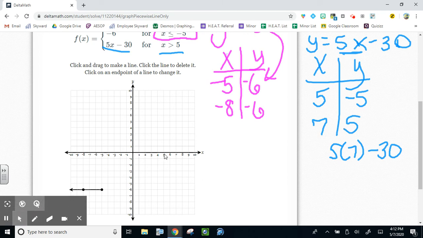So I'm going to plot those 2 points again. I have 5, negative 5, and then 7, and this is a pretty steep graph, 7, positive 5. Now this x greater than 5 does not have a line on it, so I need to make an open circle on that first point. And then 7, 7's greater than 5, or I could have picked 8, or I could have picked 9, so I need to have an arrow. So I'm going to click once to make an open circle, and I'm going to click again to make an arrow. And that's how you do those graphs.